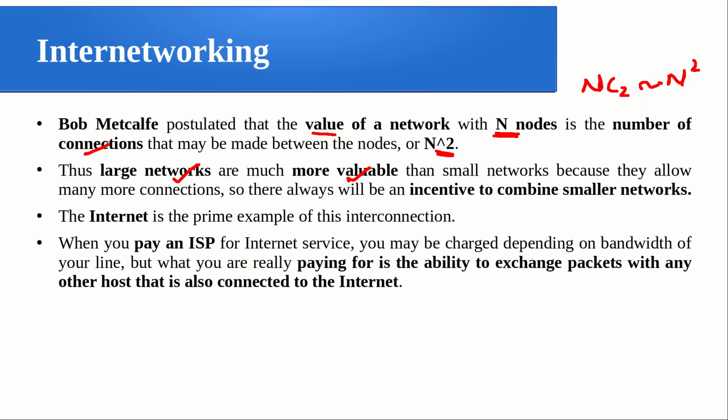When you pay an internet service provider, you are getting service from them by paying. So what are you getting? The internet service. You may be charged depending on the bandwidth of your line; accordingly, how much bandwidth they provide determines what you pay. But what you are really paying for is the ability to exchange packets with any other host that is also connected to the network.